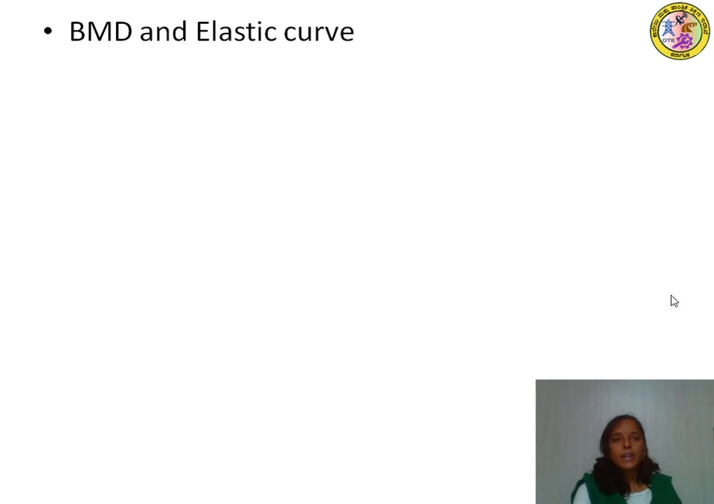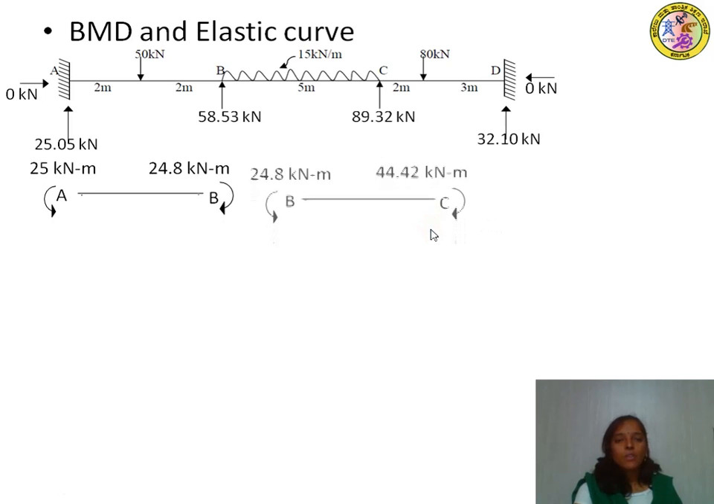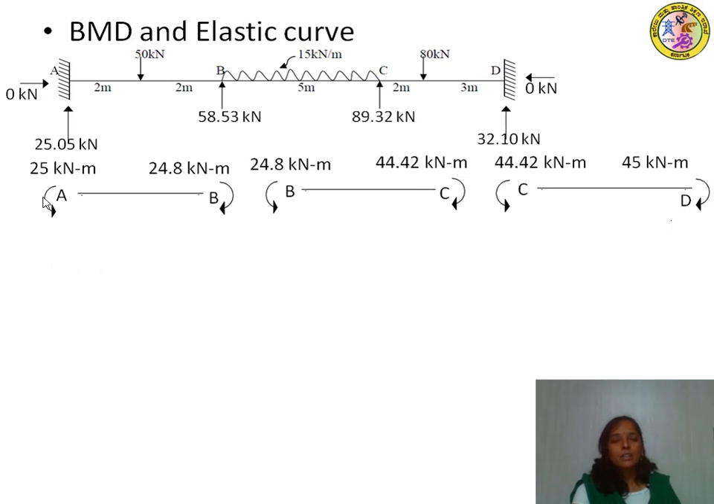Next is to draw the bending moment and elastic curve. To draw the bending moment and elastic curve, draw the reference loading diagram. To draw the bending moment diagram, first we have to draw the end moments for each member like this. MAB is minus 25, MBA is plus 24.8, MBC is minus 24.8, MCB is plus 44.42, MCD is minus 44.42, and MDC is plus 45.